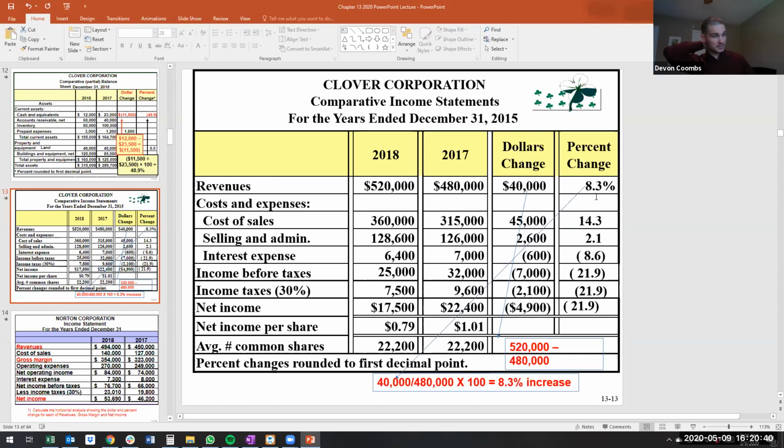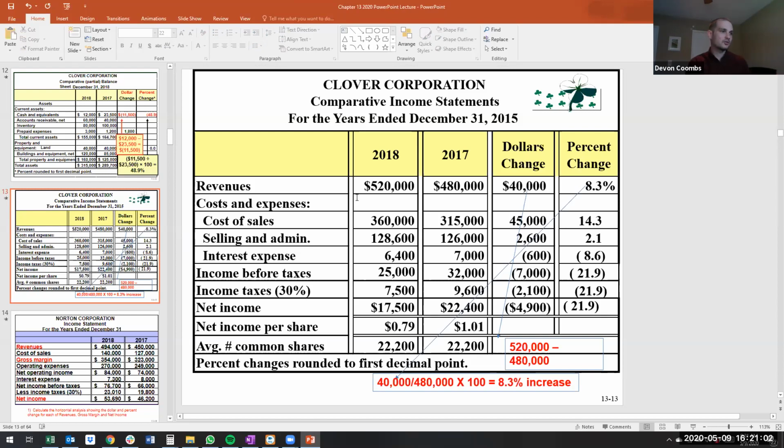That's useful information. We know that we're selling more. How did we sell more? Well, also our costs increased by 14.3%, our cost of sales. So our profit margin has actually decreased because our cost of sales outpaced our revenues. That's a problem. We also, to increase the revenues, increased our selling and administrative expense by 2.1%.